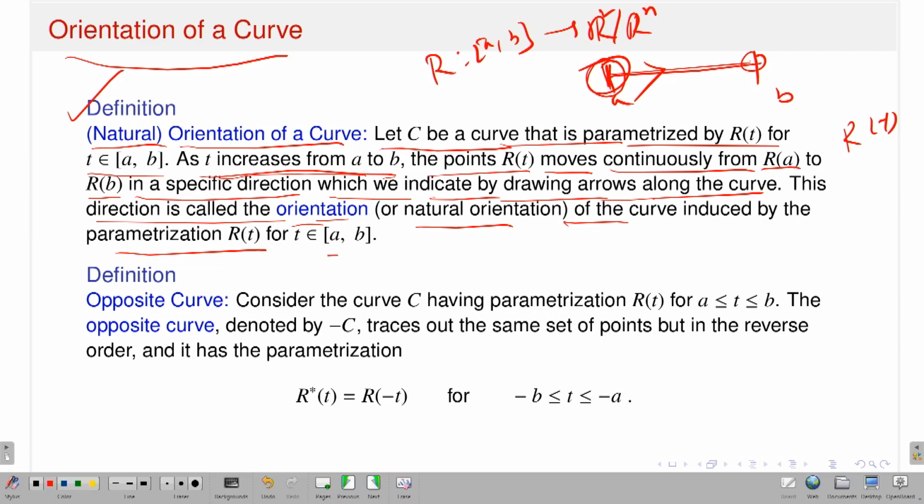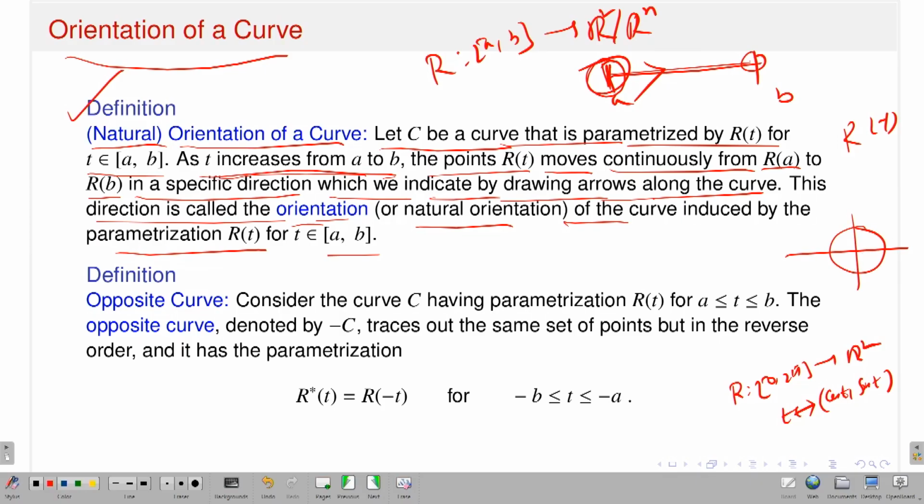R of t. Okay. So for example, take a simple example, the circle. What is the parameterization? R from 0 to 2 pi to R2, right? So t goes to cosine t, sine t. This is the parameterization, right? Now this parameterization automatically gives a natural orientation. So it will be a circle, not an issue.